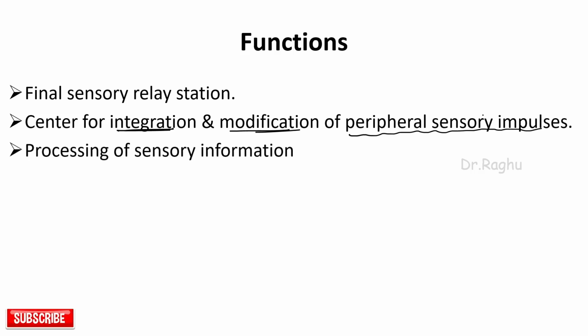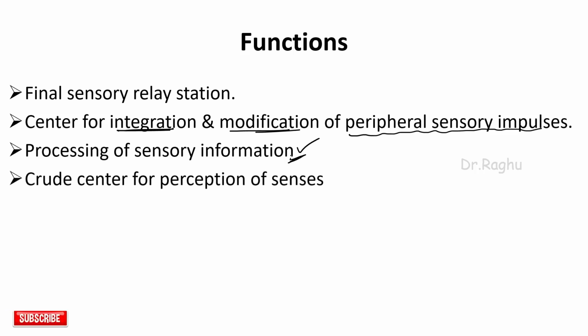Third is that it is not just a sensory relay station or an integrator or a modifier, it also helps in processing of the sensory information. Next is, let's say from the thalamus all the fibers are projecting to the neocortex. Let's say those fibers are cut off. Still the person can perceive the sensations. So that's why the thalamus is acting like a crude center for perception of senses.